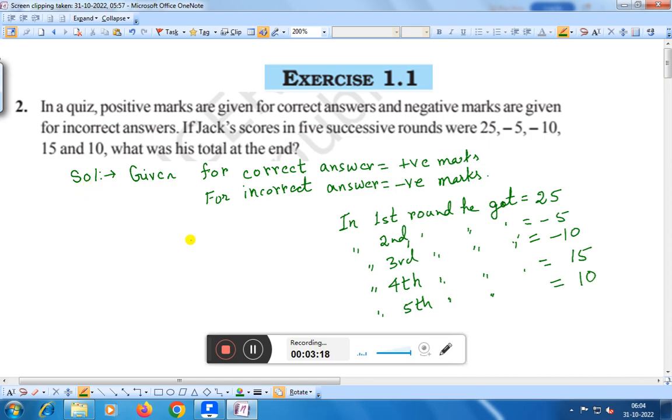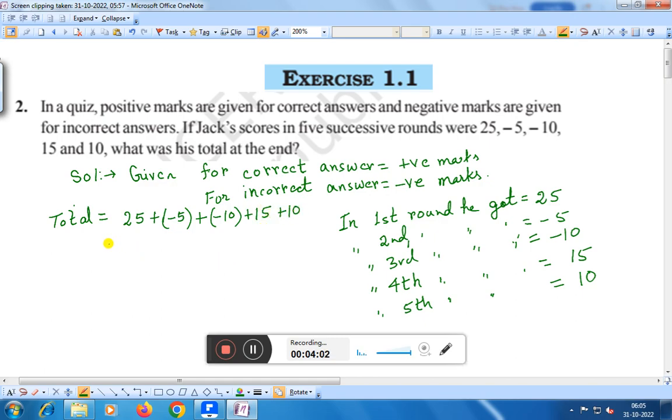Therefore, the total score will be the addition of the numbers. Total means the sum of all the numbers. The total will be: first one is 25, plus the second one is minus 5, which you have to write in brackets, plus the third is minus 10, which you also write in brackets, plus 15 plus 10.